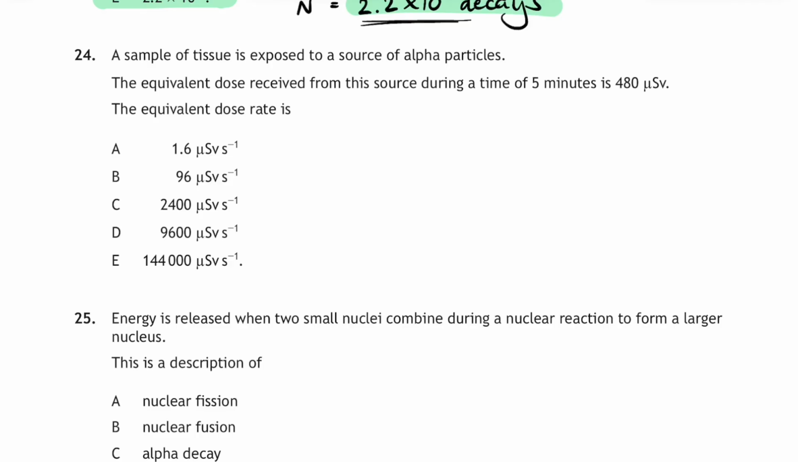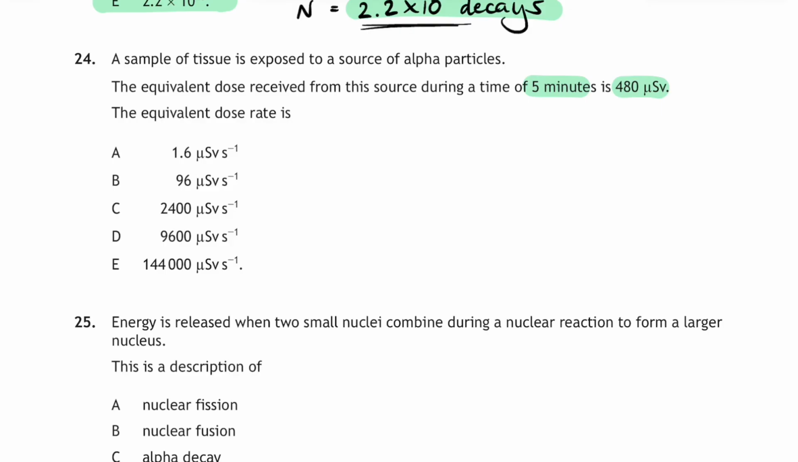Question 24. A sample of tissue is exposed to a source of alpha particles, and the equivalent dose received from the source during a time of 5 minutes is 480 microsieverts. And we have to work out the equivalent dose rate. Now all the answers are in microsieverts per second. So let's change the 5 minutes to 300 seconds and then work out how much we're going to get each second then. So we're going to use the relationship H dot is equal to H over T.